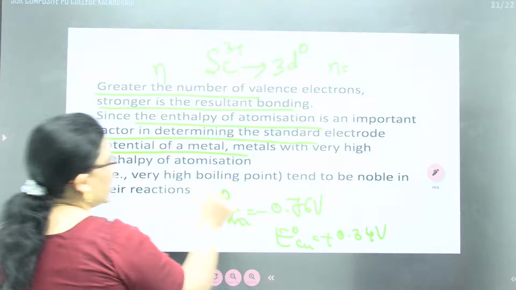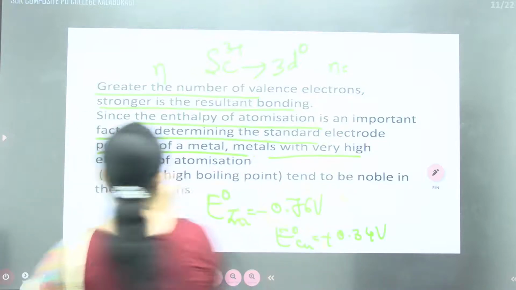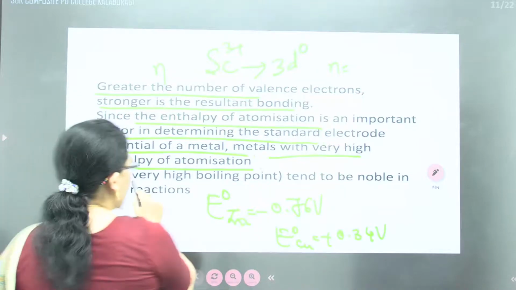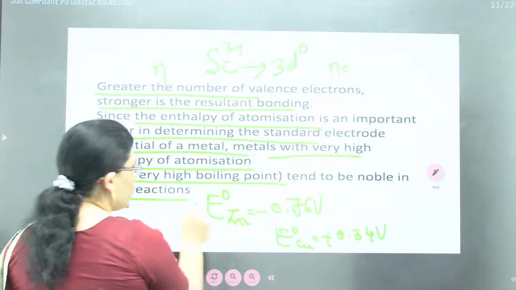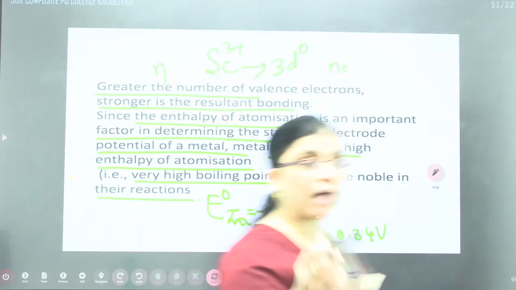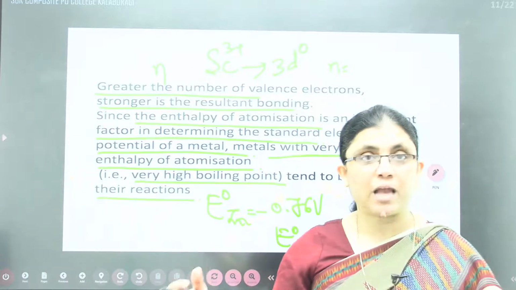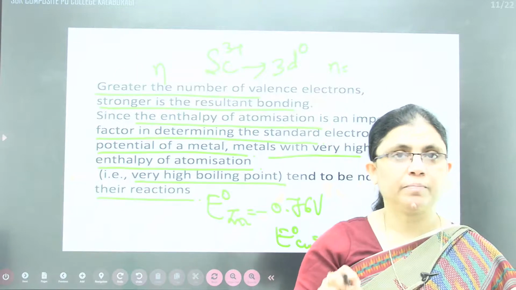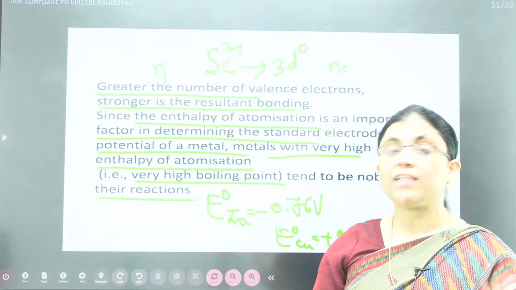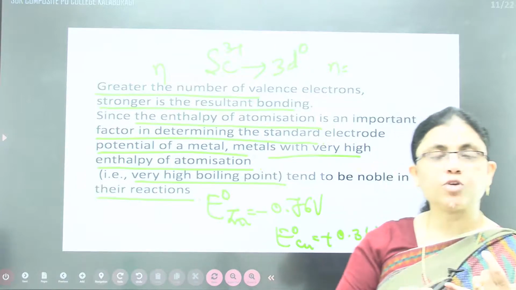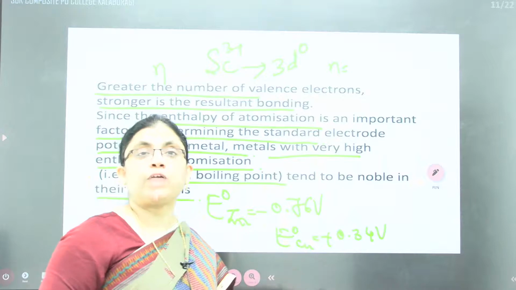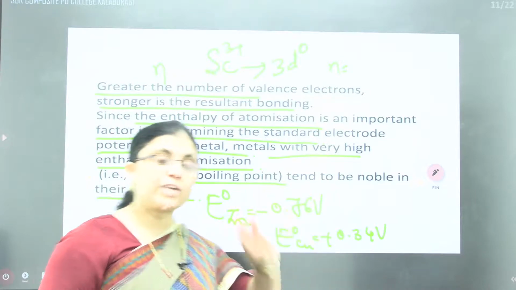Another point we said is that when metals have very high enthalpy of atomization, that will also correspond to a very high boiling point, and they tend to have noble reactions. What does it mean to tend to be noble? It indicates that when they have high atomization enthalpy, the amount of energy needed to remove the valence electron is high. Higher is the oxidation state, smaller will be the size, and we can even consider size with respect to ionization enthalpy. So three points we can correlate over here.